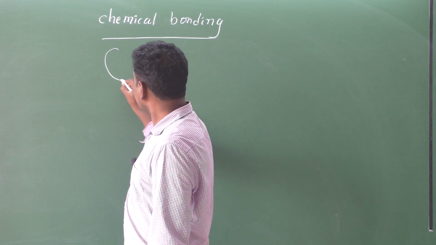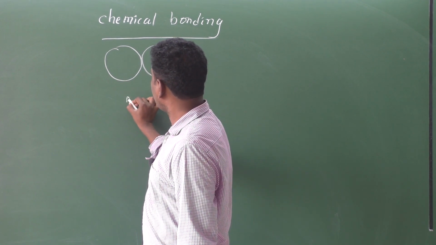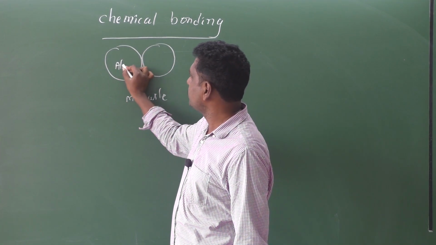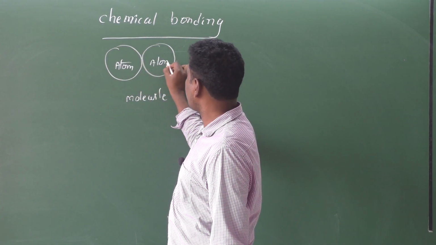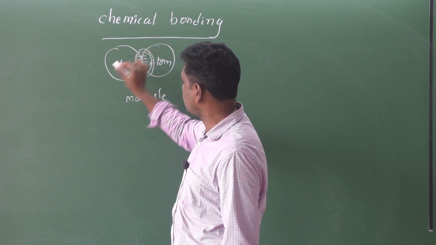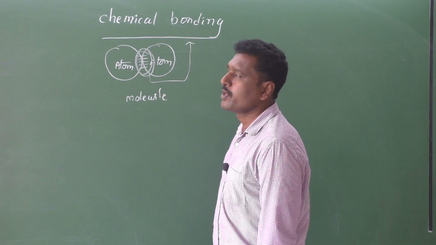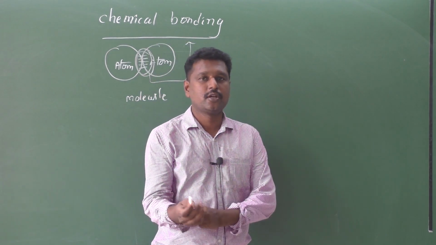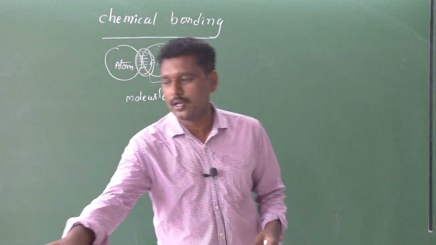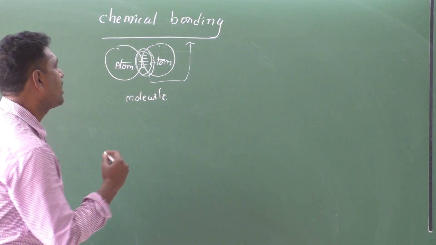For example, this is an atom. This is an atom. So this is a molecule. In this molecule, this is an atom, and also this is an atom. So in between these two atoms, the force of attraction which holds two atoms together is called chemical bonding.